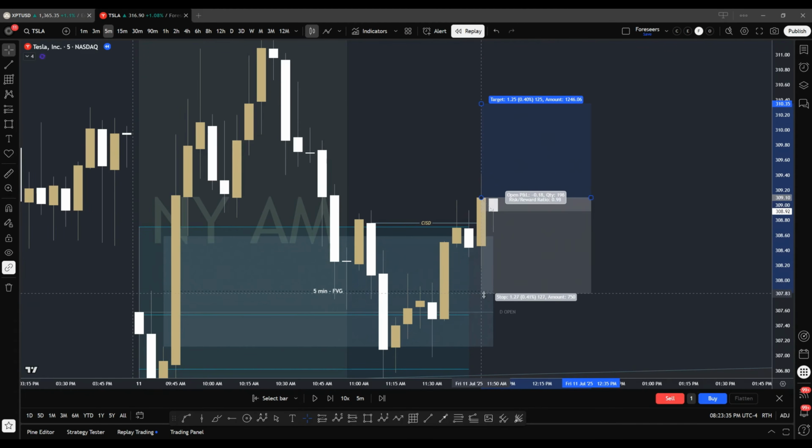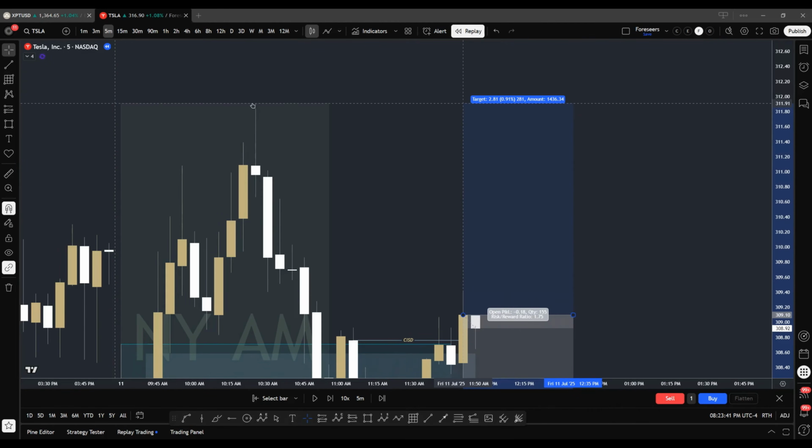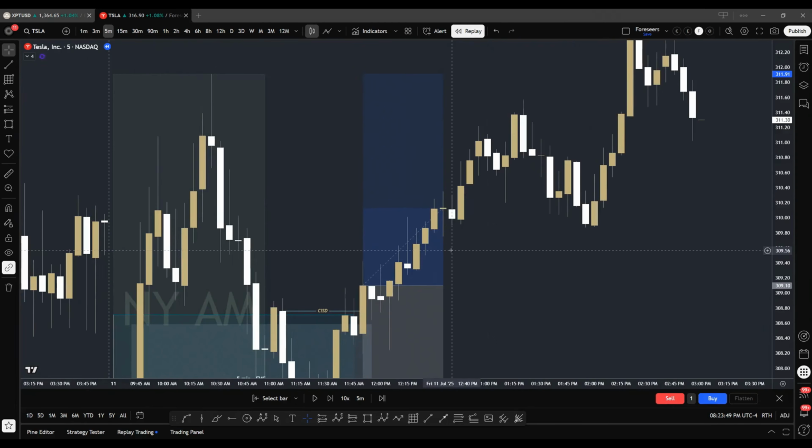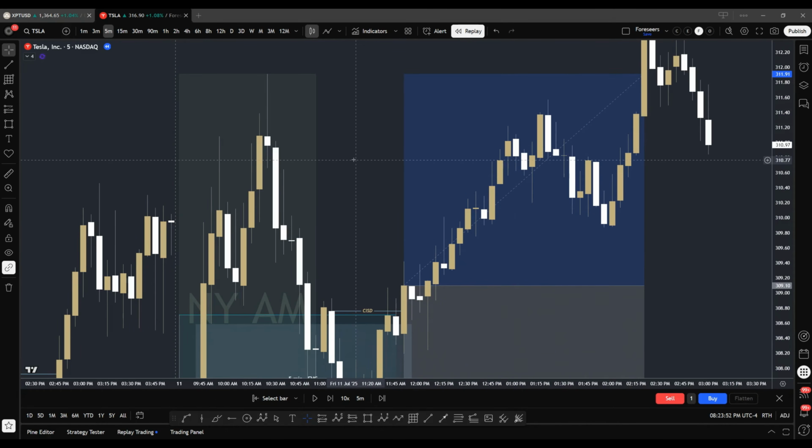I enter here. I can put my stop right here under this candle right here. And then I'll simply target that 5-minute high. And then we let price play out again. And then finally hit take profit. So that is just a couple of examples that I wanted to give you guys on how you can trade IRL to ERL.